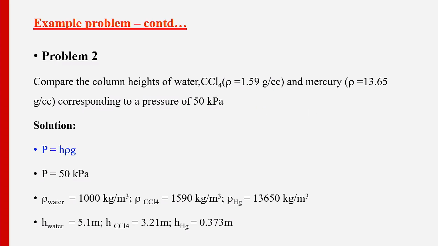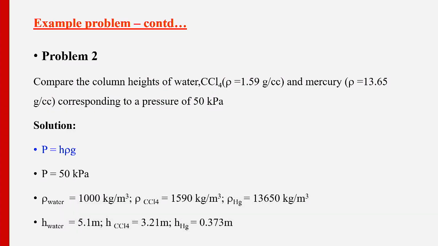So, problem 2; last class we discussed problem 1. Problem 2: compare the column heights of water, CCl4 and mercury corresponding to a pressure of 50 kilopascal. Of course, we know that one already. Last class we discussed P = h ρ g, but here the density is different, because we use 3 different densities.